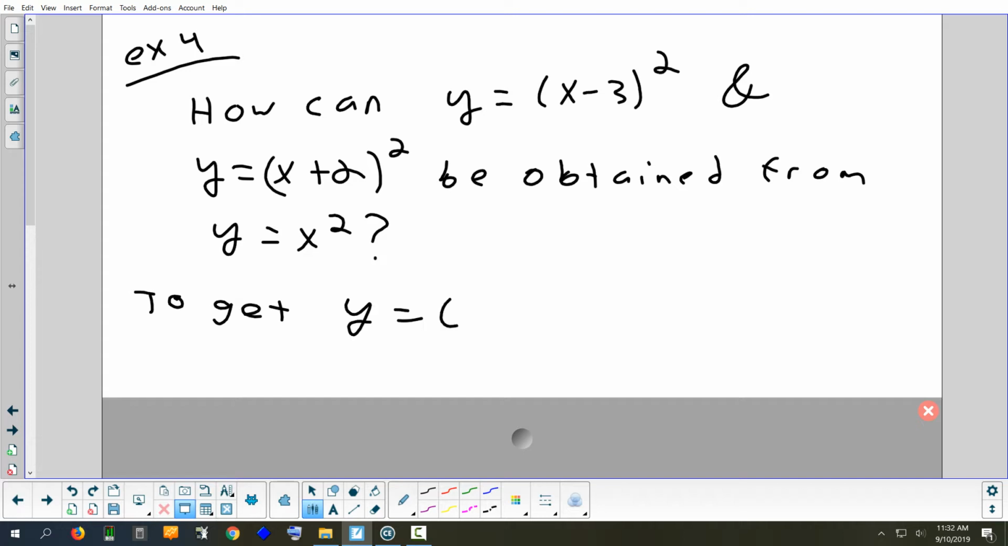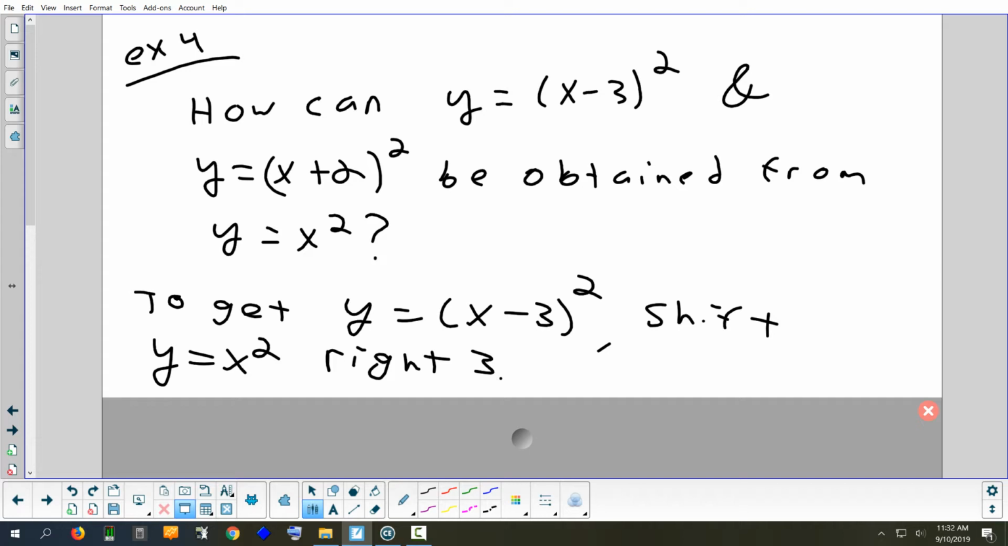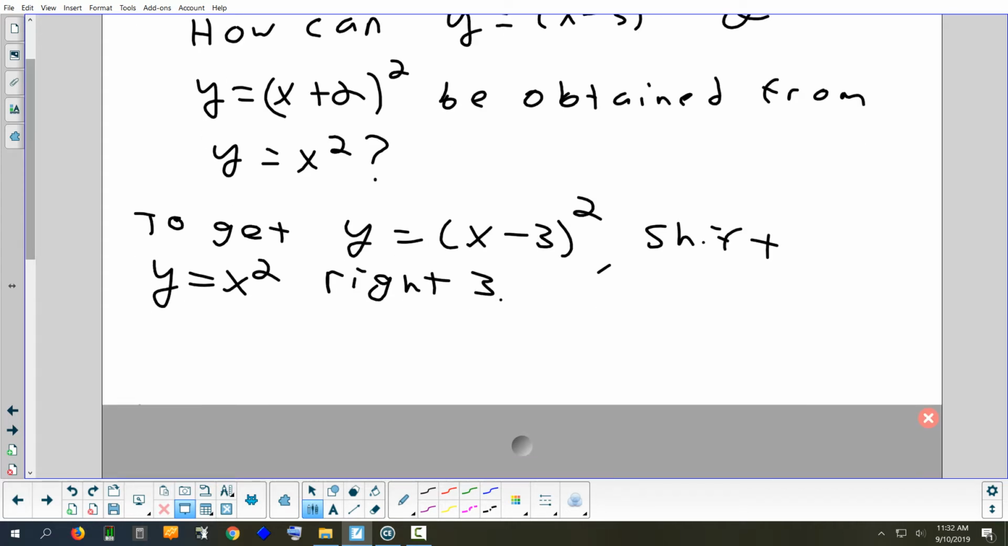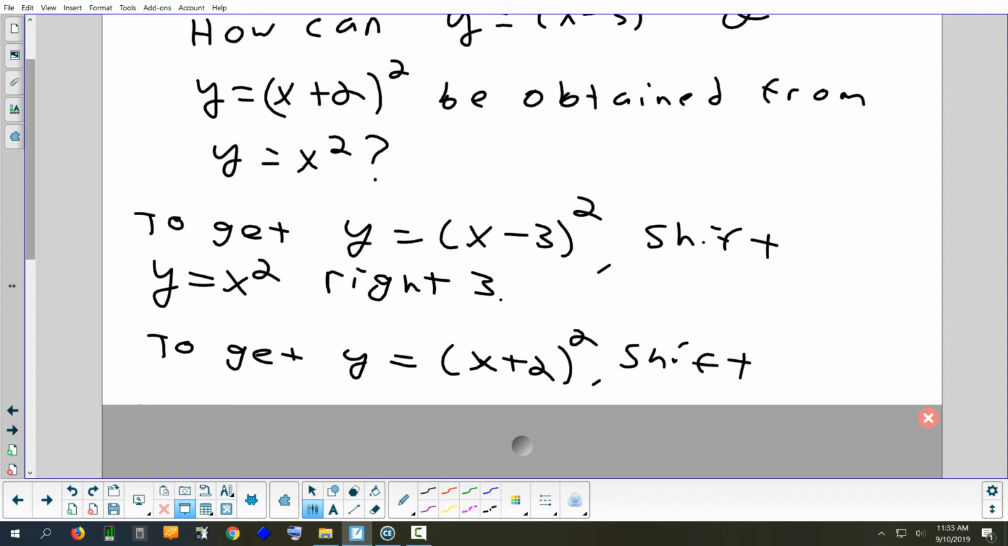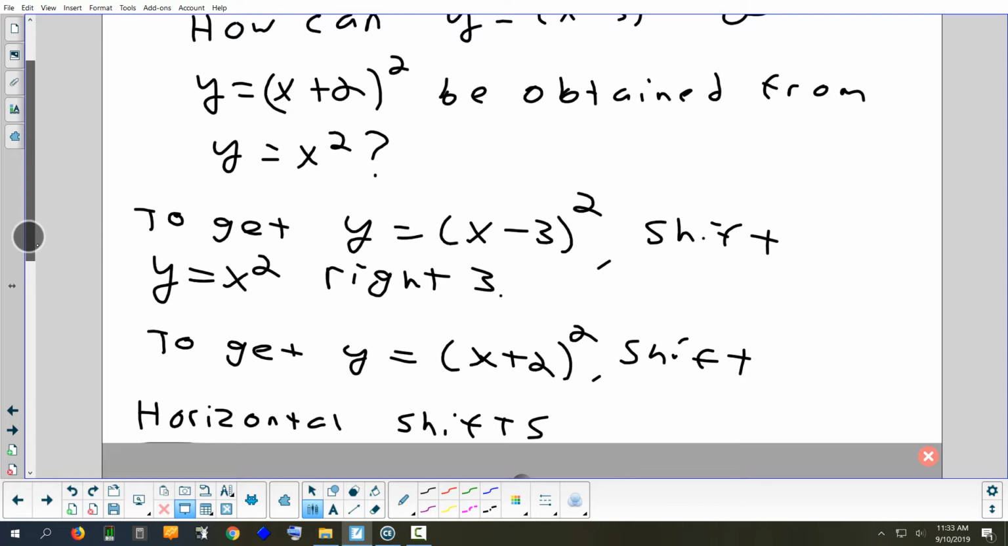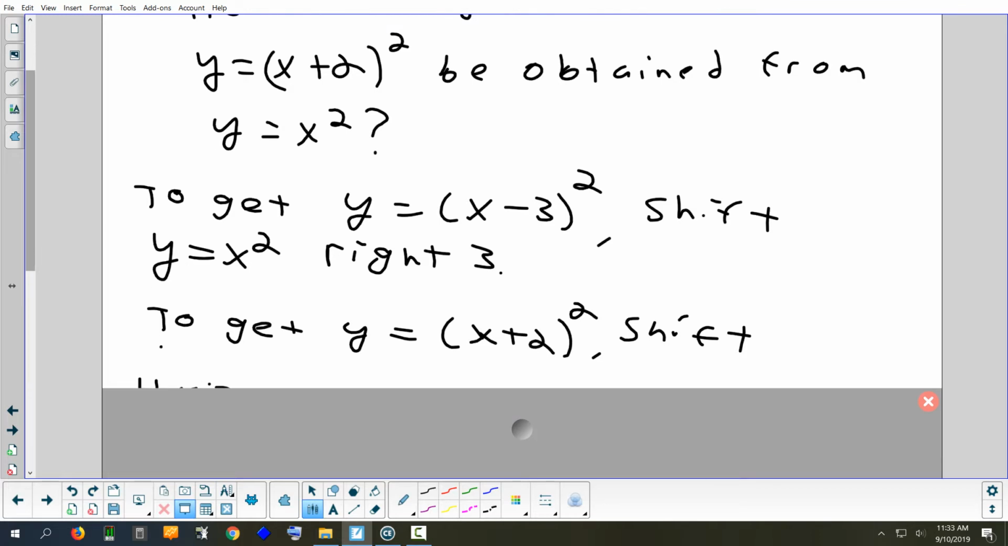So to get y equals x minus 3 squared, shift y equals x squared. Which direction did it shift? Right, right 3. And then pretty much the same thing again to get y equals x plus 2 squared, shift, and which way did we shift that time? Left, how many? 2. So shift y equals x squared left 2.